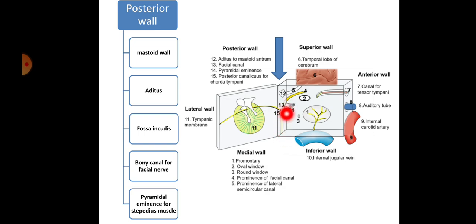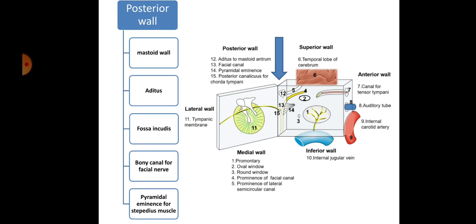In the bony part only, it is ascending upwards. Then there is a canal found in the posterior wall for that nerve. So that canal is called the bony canal for the facial nerve. And after that, there is one pyramidal structure present. That pyramidal structure, or pyramidal eminence, is for the attachment of the stapedius muscle. So that is called the pyramidal eminence for the stapedius muscle.